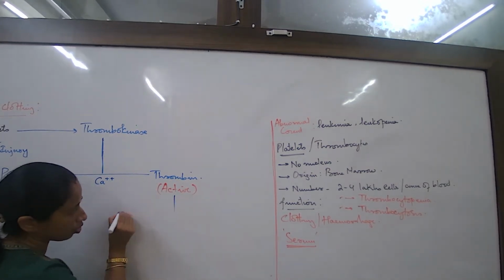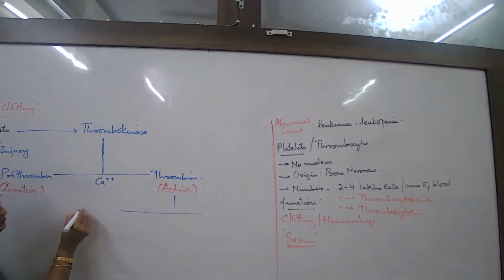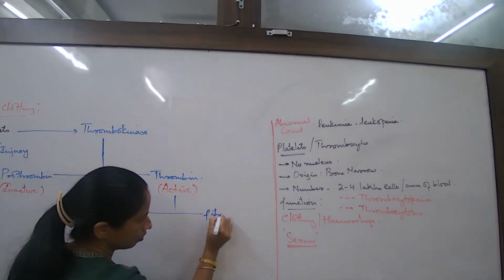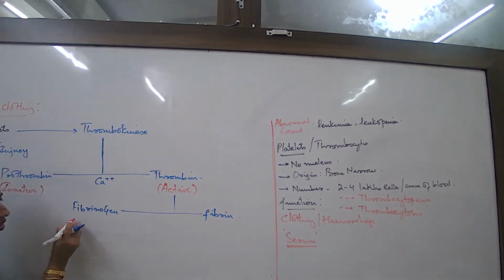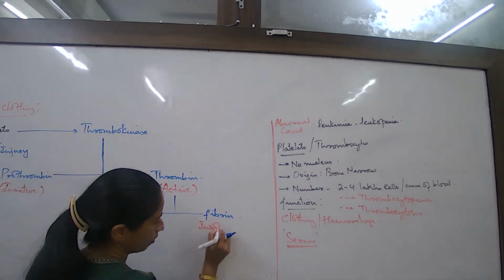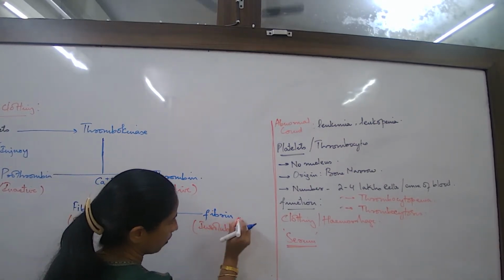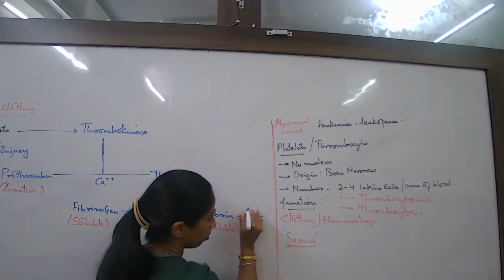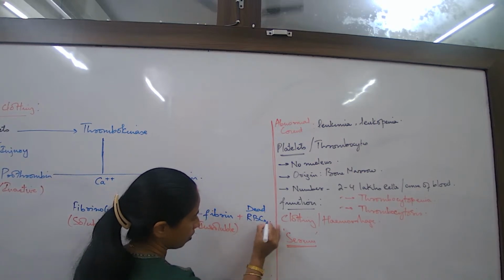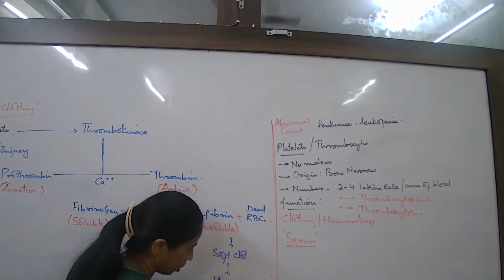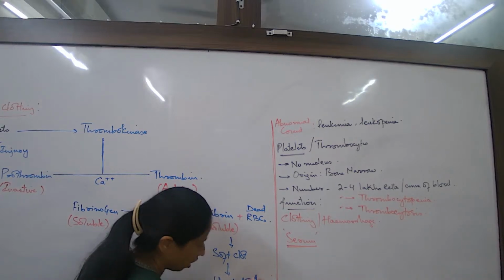Now, the presence of thrombin will also result in the conversion of fibrinogen to fibrin. This is the soluble form and this is the insoluble form. Plus, with this fibrin, the dead RBCs result in the formation of a soft clot. And this results later in the formation of a hard clot.